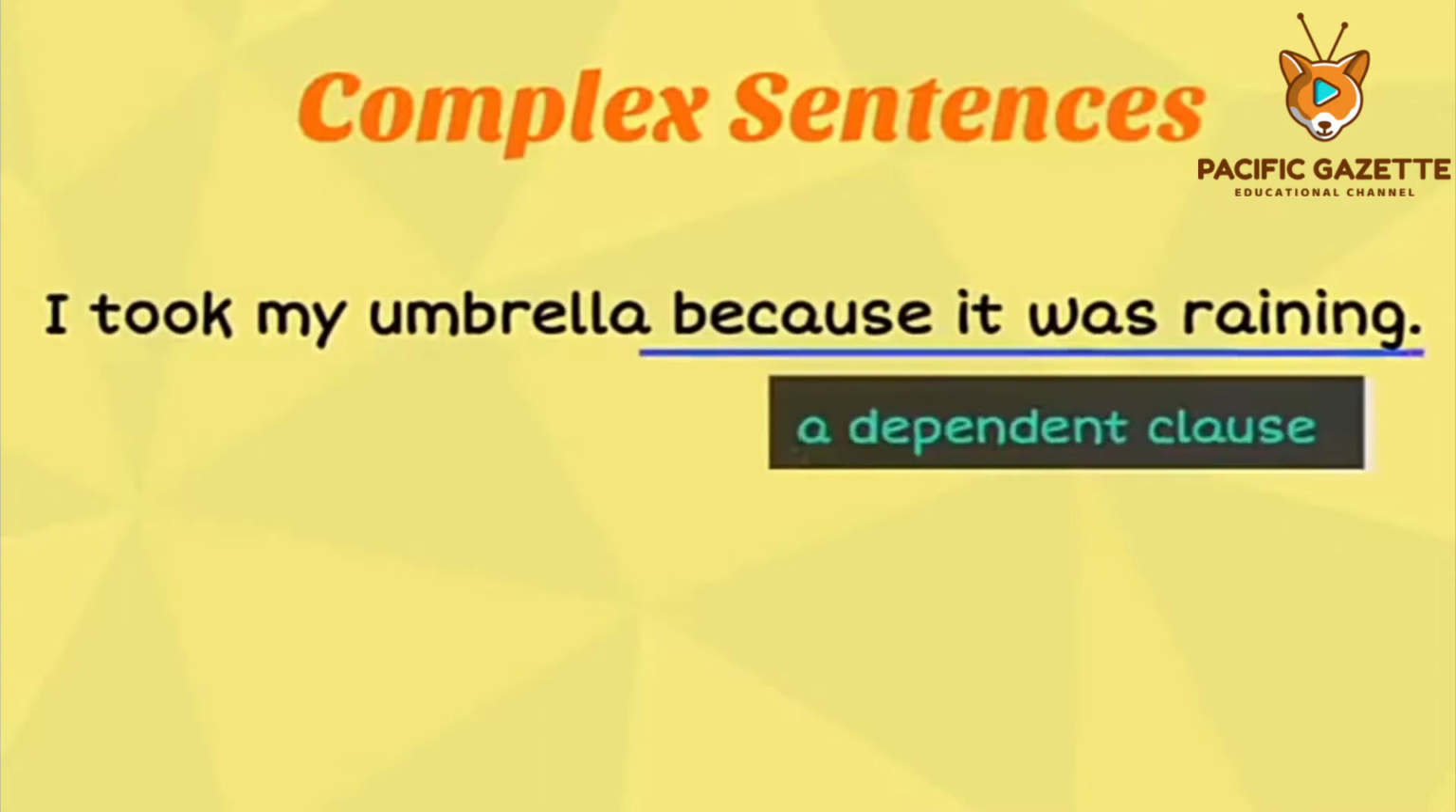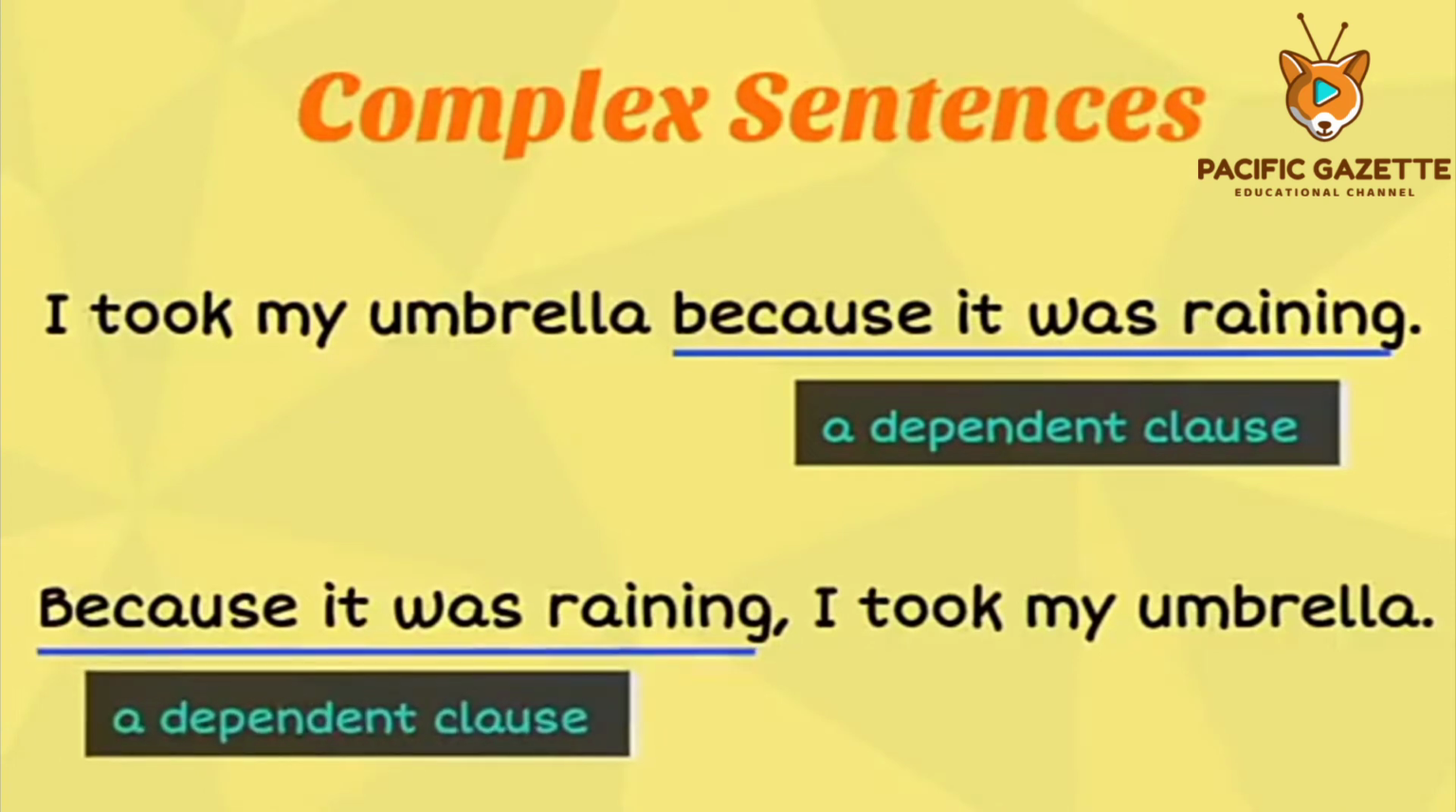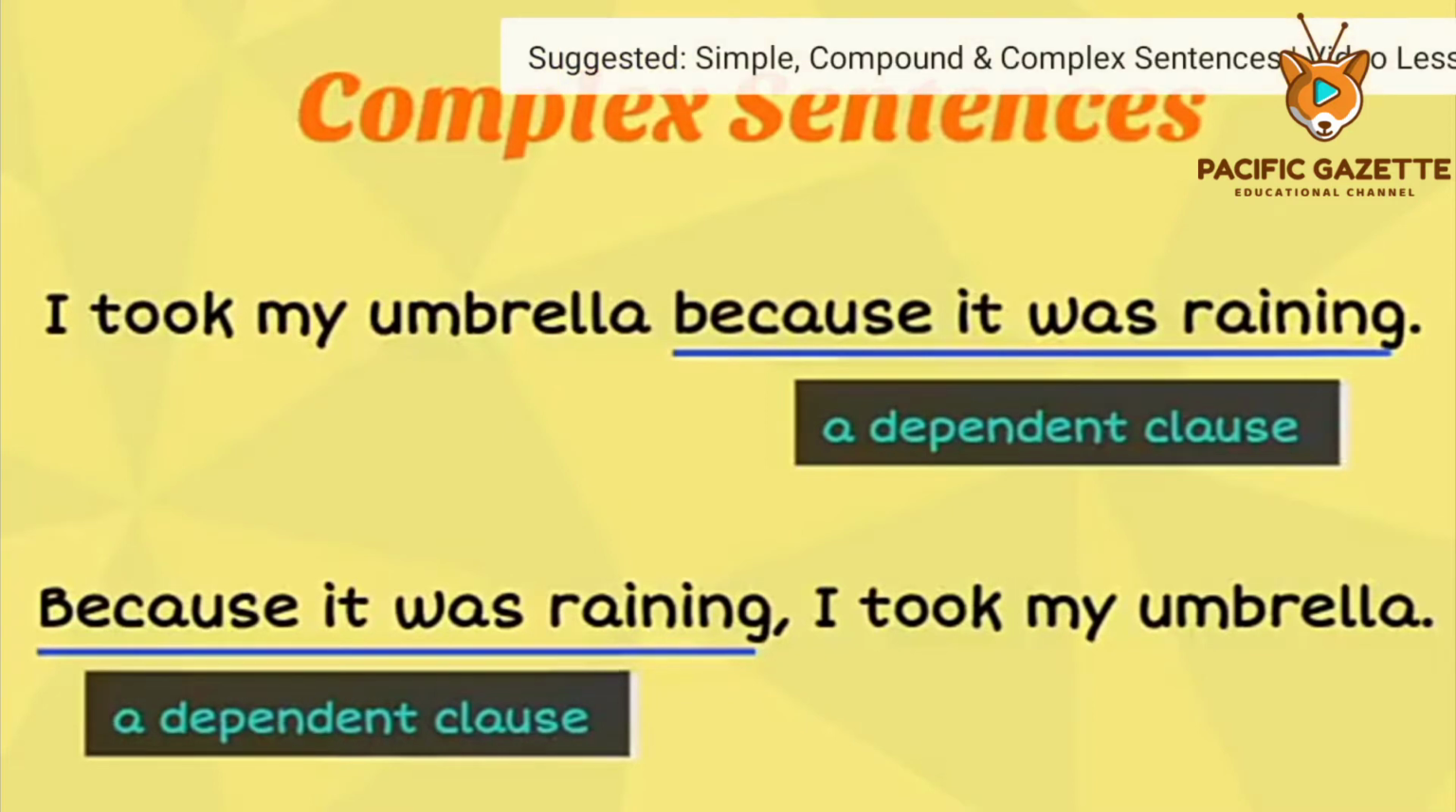Let us take another example. I took my umbrella because it was raining. Because it was raining is a dependent clause. It cannot stand alone. So we will rewrite the sentence into: Because it was raining, I took my umbrella. Notice that we put a comma after the dependent clause.